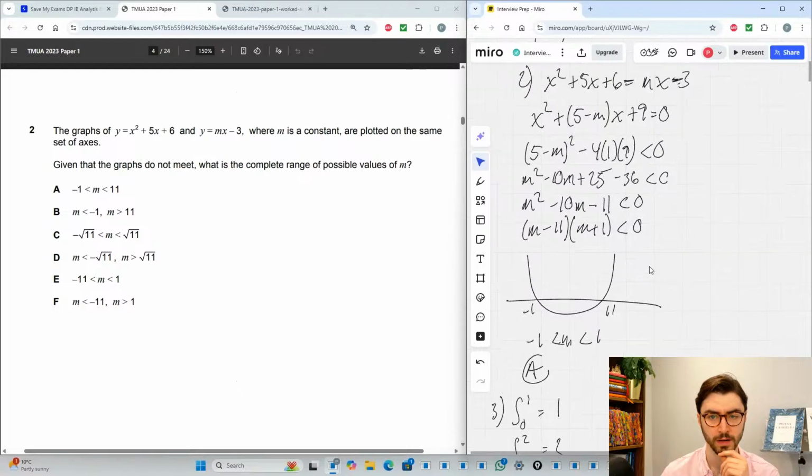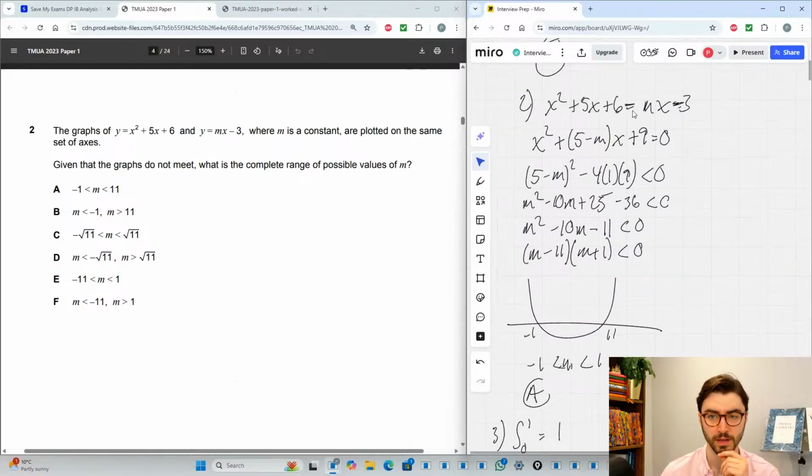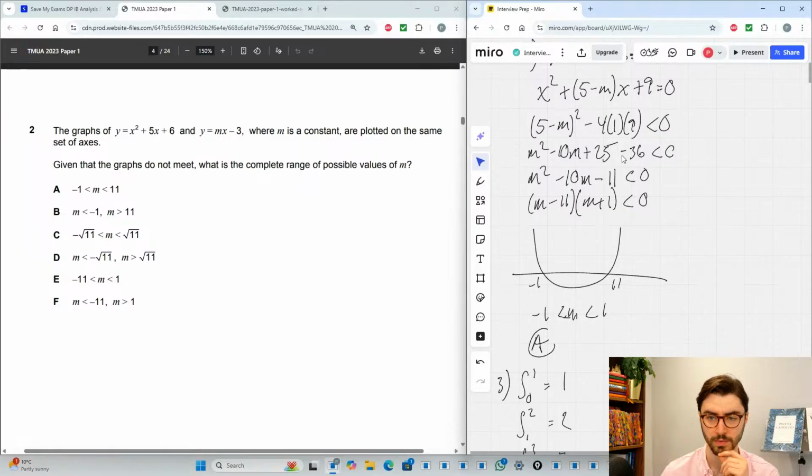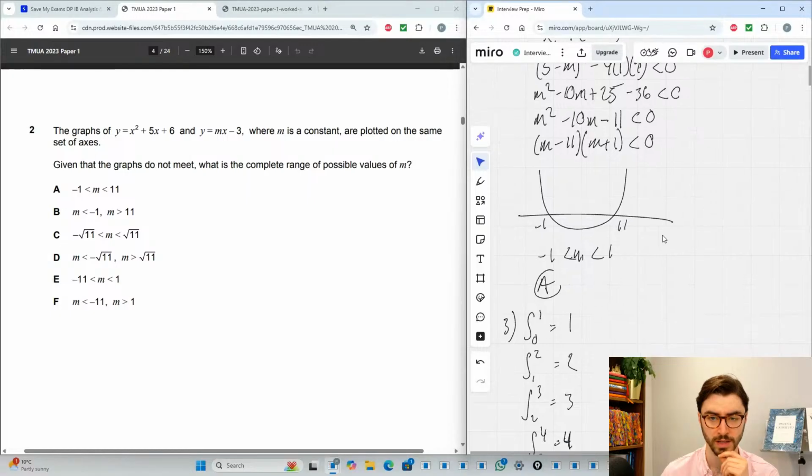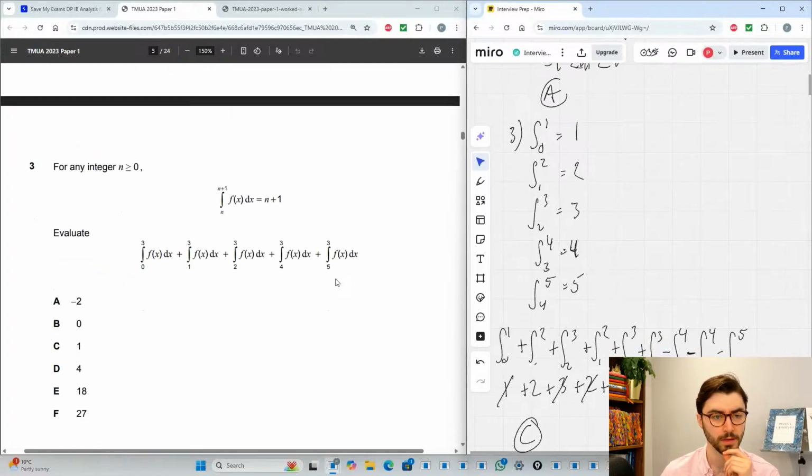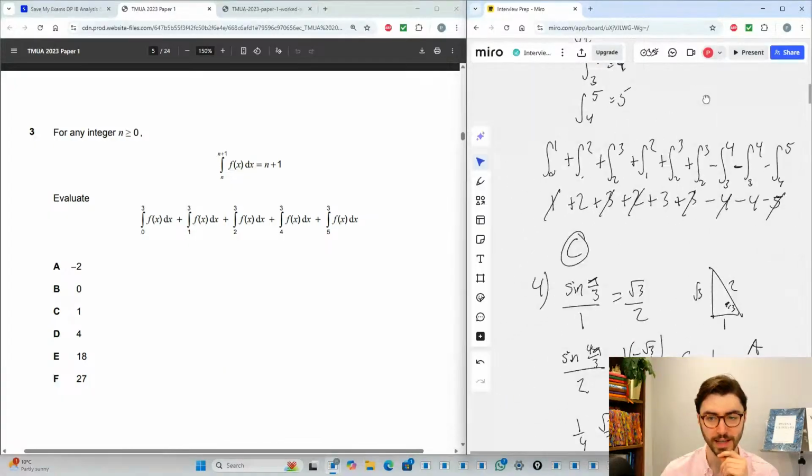So here, if I try and set them equal to each other, b squared minus 4ac is negative because they do not meet. Minus 10m, 25, minus 36, minus 11, minus 11, 1. So 11 minus 1. And they don't meet, so it has to be less than 0. So it's between there. I like it. Here, I did like that. That was fun.